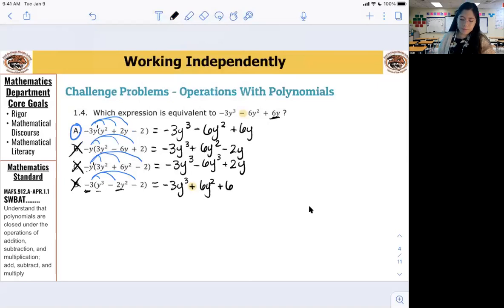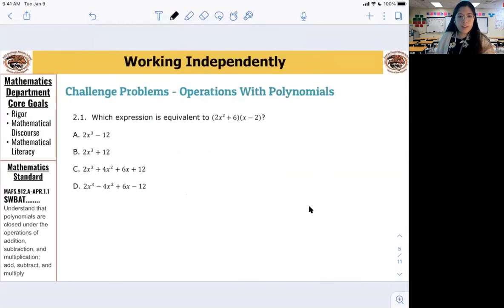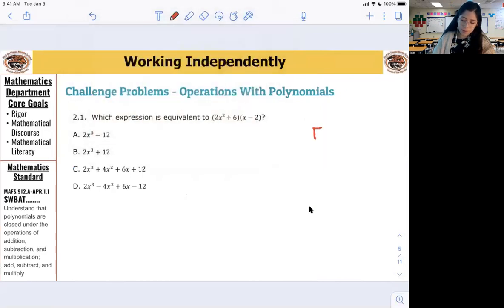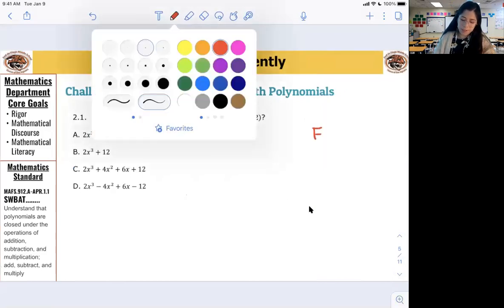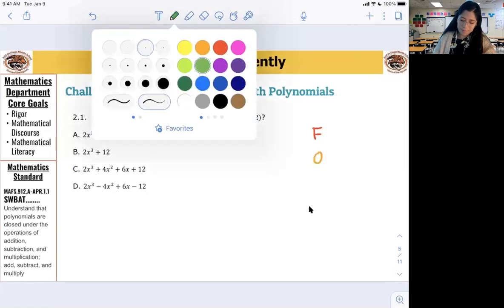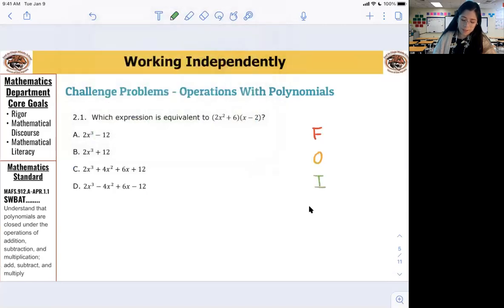All right, let's try another. Okay, now I'm multiplying a binomial times a binomial. So what is one strategy I can use? FOIL, yeah. So I can use FOIL. What's another way to do it that we learned yesterday? A plus B.